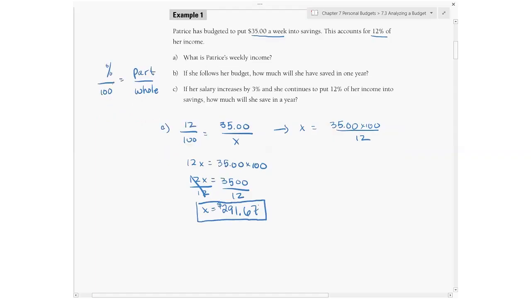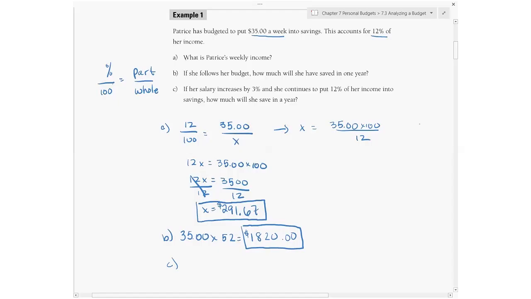If she follows her budget, how much will she have saved in 1 year? Well, she's putting away $35 a week. There's 52 weeks in a year, so every week she puts in $35 times 52. So 35 times 52, that's $1,820 in 1 year. Okay, and then we look at C.